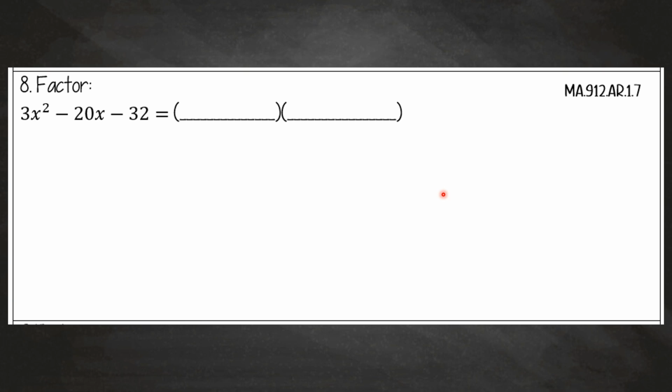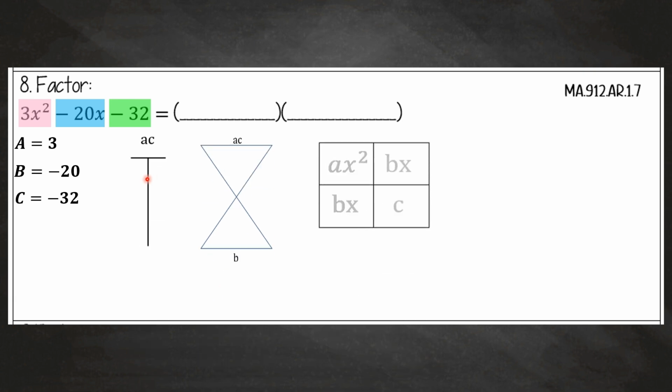All right, in this video, we're going to finish the Module 9 study guide. We have question 8. So we need to factor 3x squared minus 20x minus 32. So my a is equal to 3, my b is equal to negative 20, my c is equal to negative 32. So remember, when we're factoring, we have to do our a times our c.